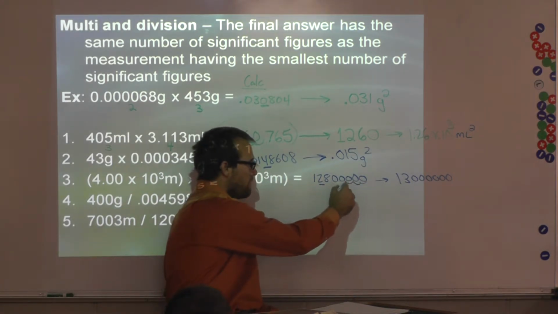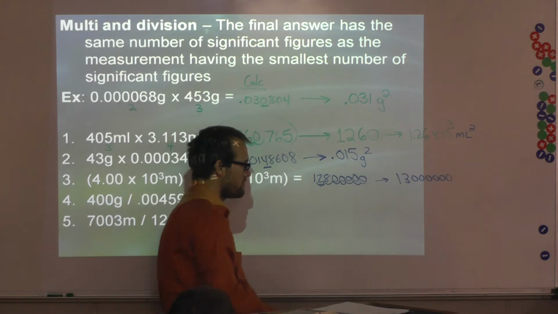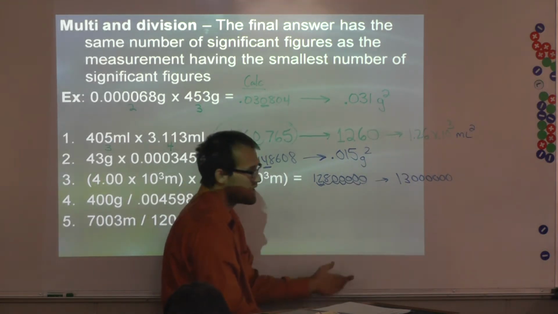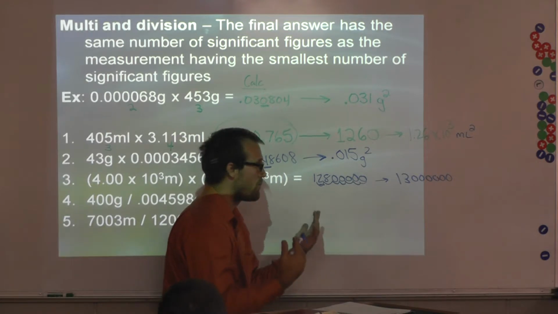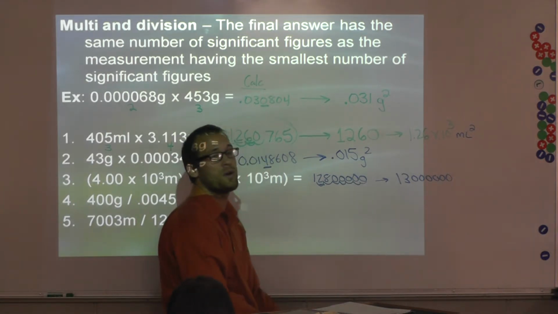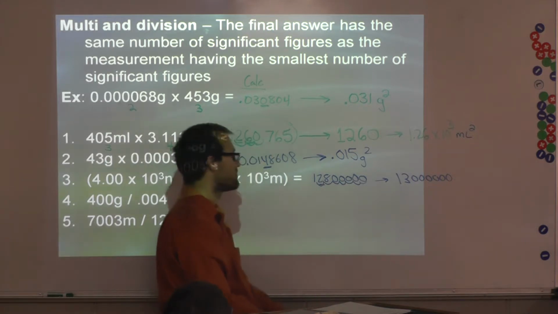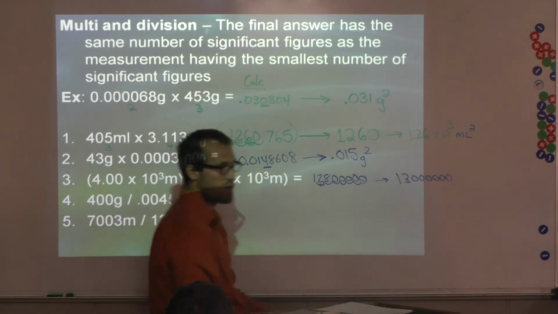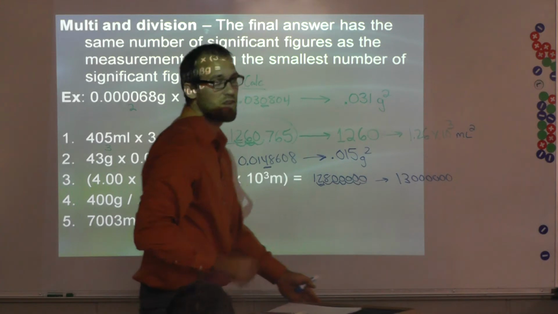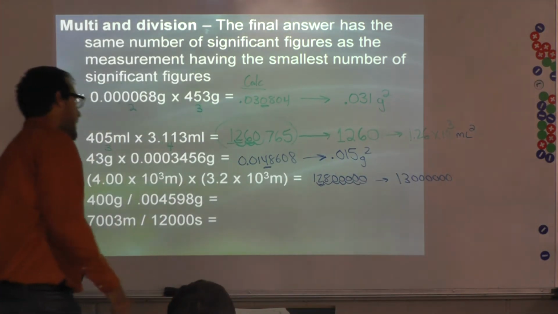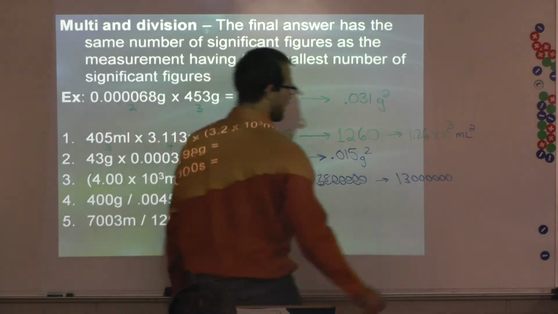1, 2, 3, 4, 5, 6, 7. 1.3 times 10 to the 7. If I wanted 3 sig figs, 1.28. If I wanted 4, 1.280, and so forth. Now, you only want 2 because of how it worked out. I'm just explaining if you needed to show more. All right, and then cubic meter, meter squared.